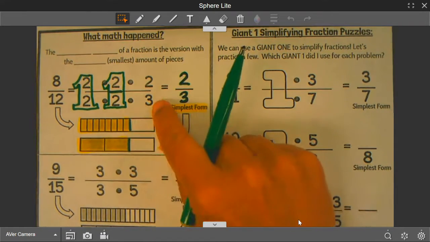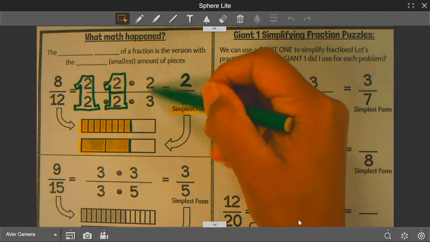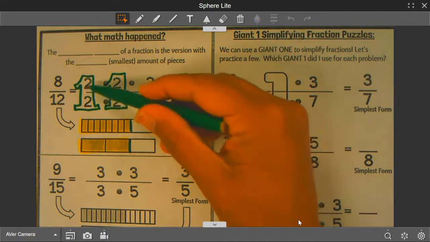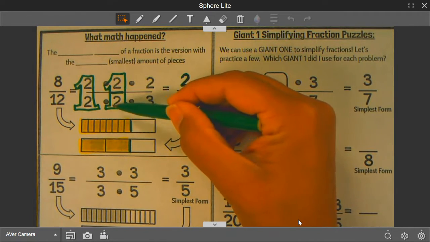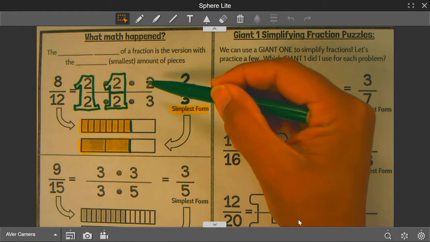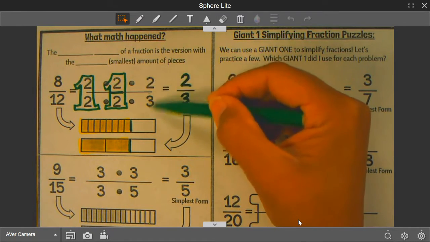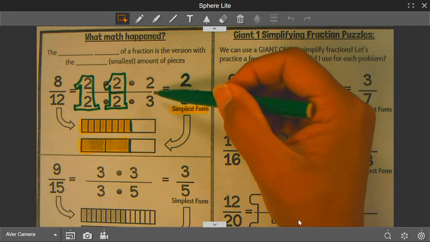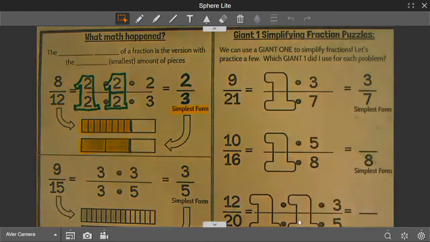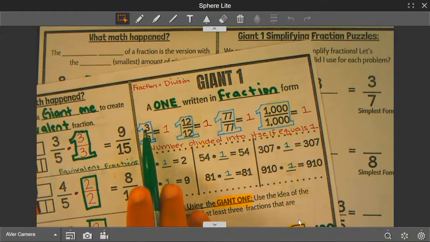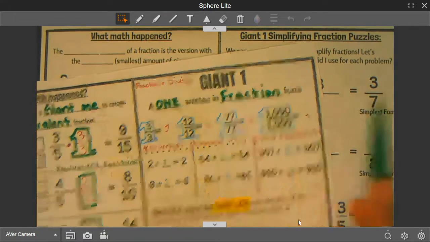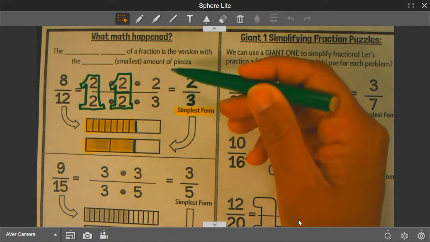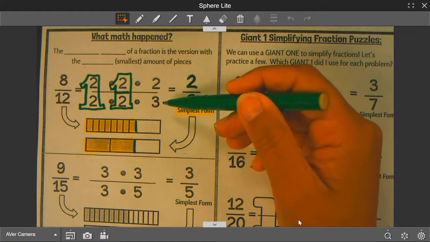Okay, take a look here. Why did this not create a giant 1? 2 divided by 2, 2 divided by 2, but then I have 2 divided by 3. That does not create a 1. It actually creates something less than 1, right? A giant 1 is only created when we have the same numerator and the same denominator, because yesterday we took a look at how any number divided into itself equals 1. This did not divide into itself, which is why 2/3 is not a giant 1.